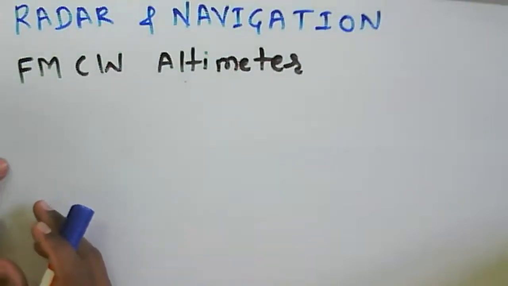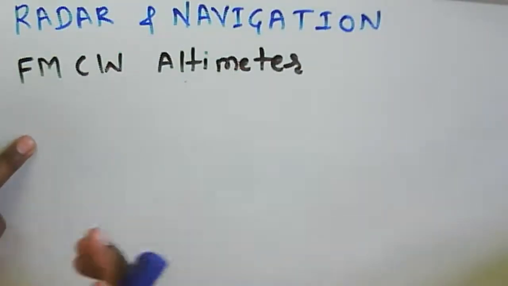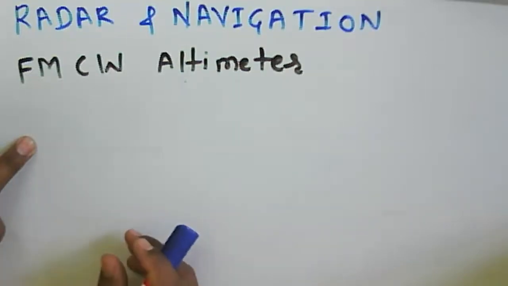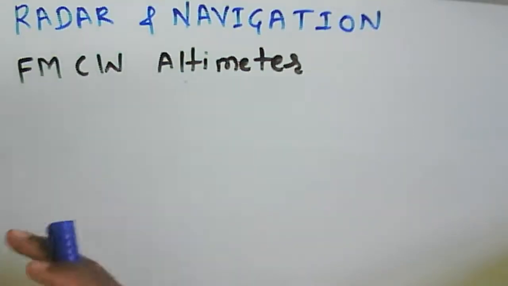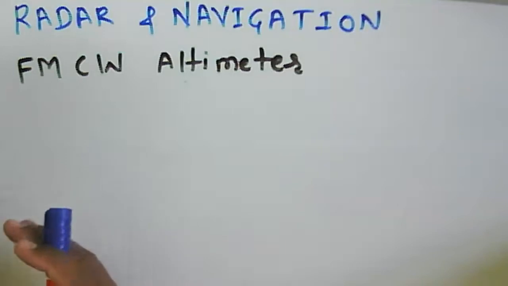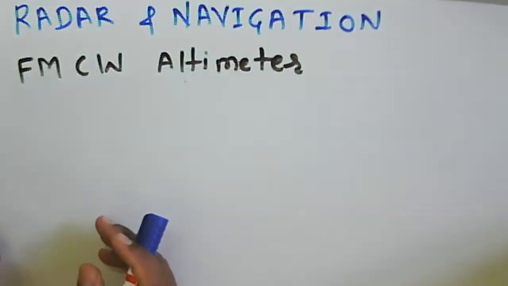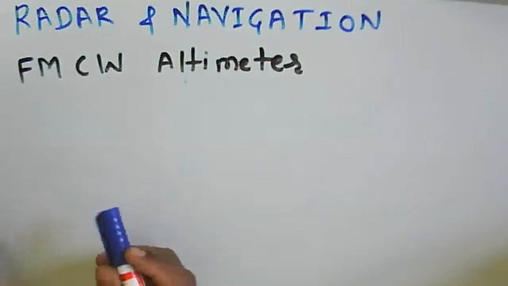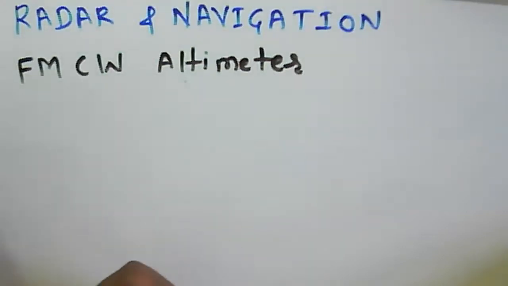There are various ways to identify whether the object is stationary or a moving object, or our radar is moving, or both are in motion. So we can obtain the range as well as the velocity of the object.